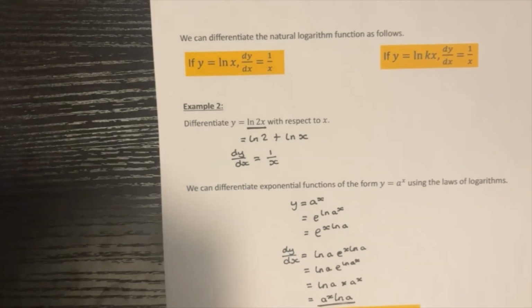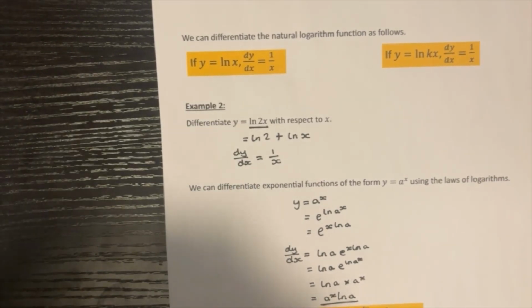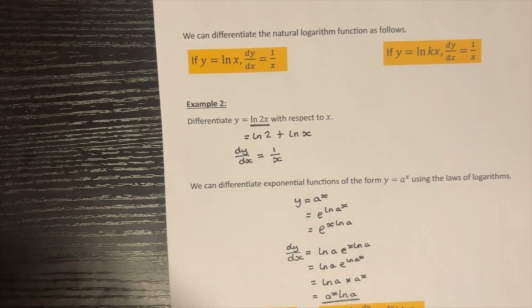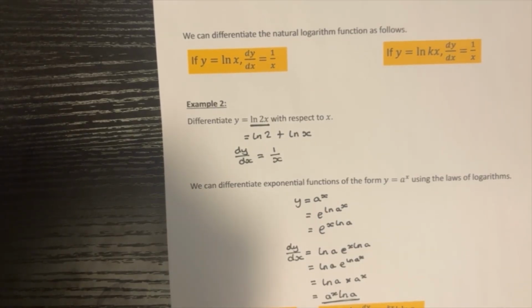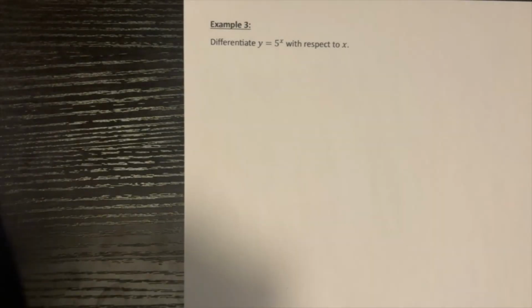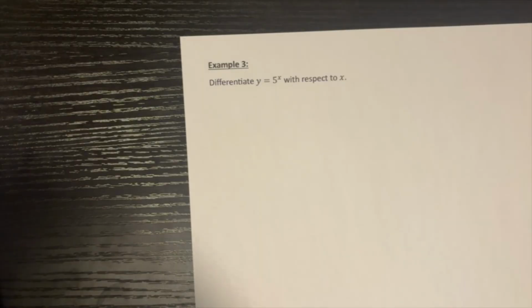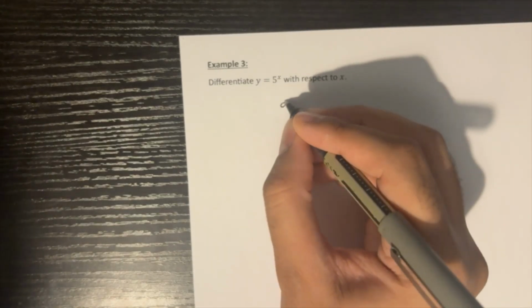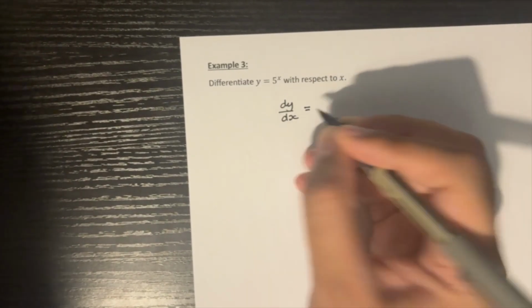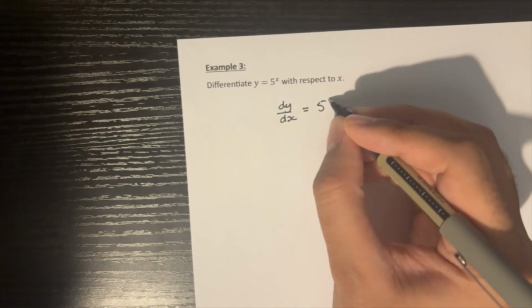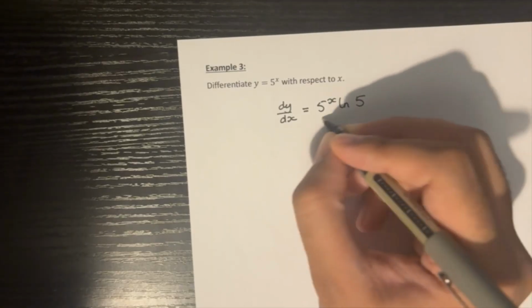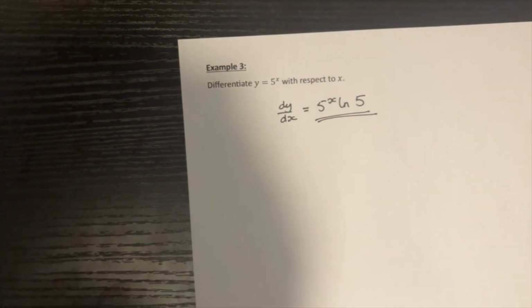So if y is equal to a to the power of x, dy by dx is equal to a to the power of x ln a. If we had a constant in front of it, then we're just going to end up with a to the power kx, and then that constant k in front of ln a. So if we look at this example here, where we're being asked to differentiate 5 to the power of x with respect to x, then dy by dx is just going to be equal to 5 to the power of x ln 5, for the same reason as what we just looked at previously.